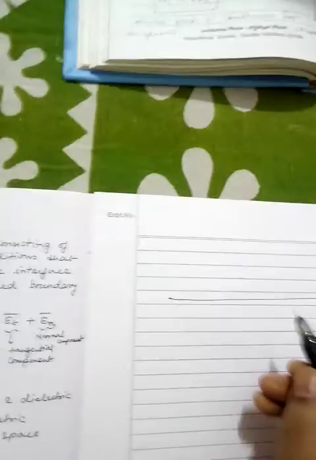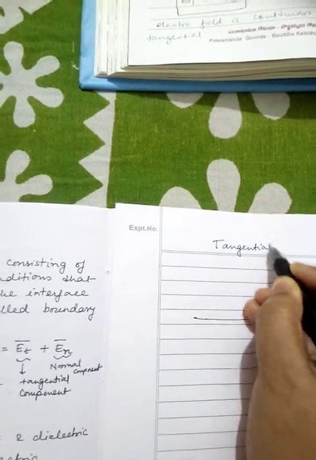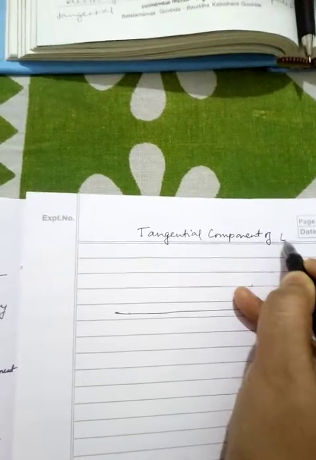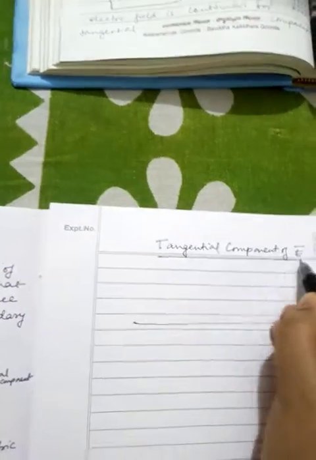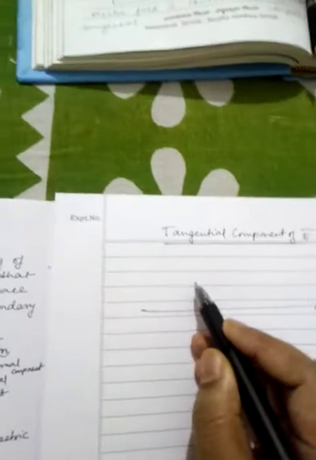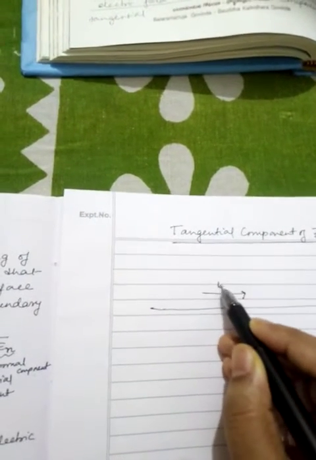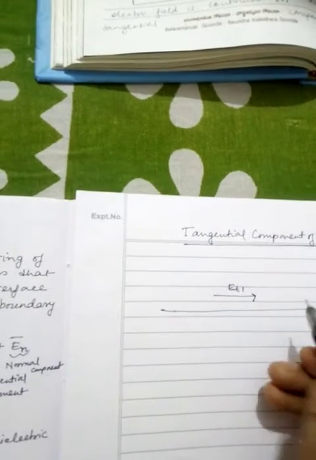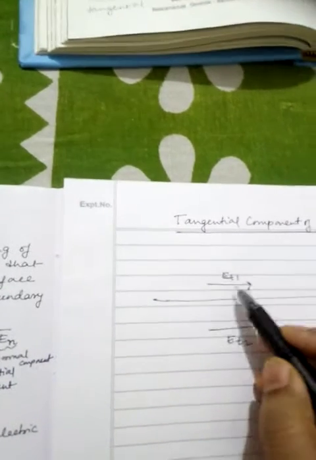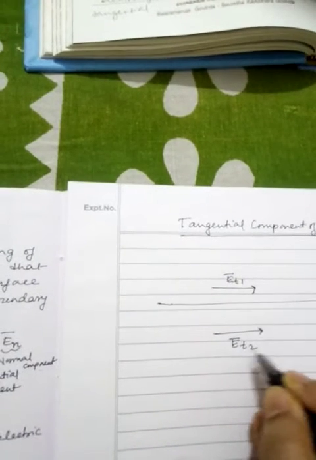Okay, now I am considering only the tangential component of the electric field. Let the tangential components be ET1 and ET2. So this will be like this. I am writing ET1, and here it is ET2: the tangential component of the electric field in medium 1, and the tangential component of the electric field in medium 2.